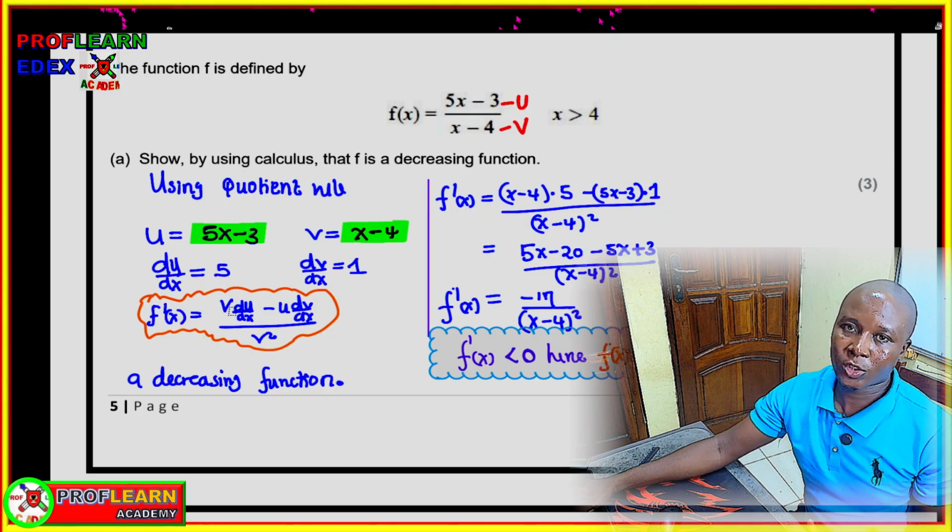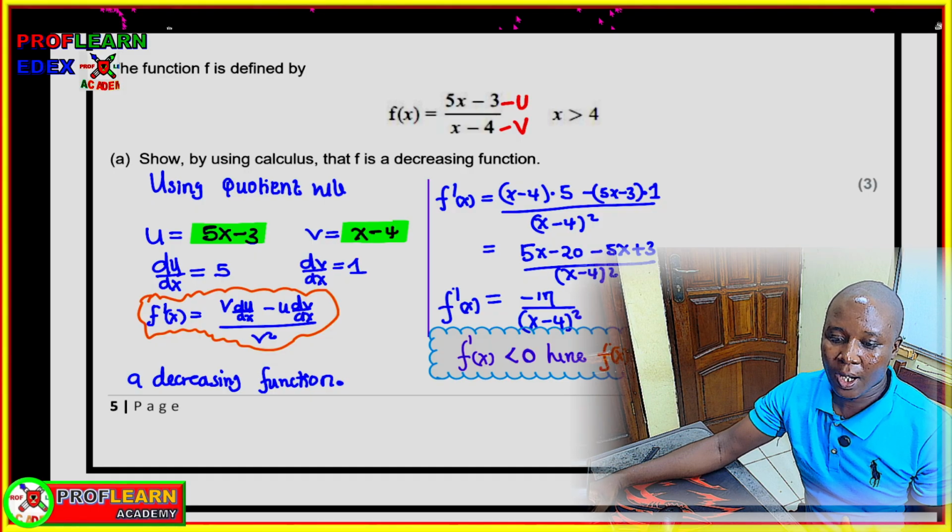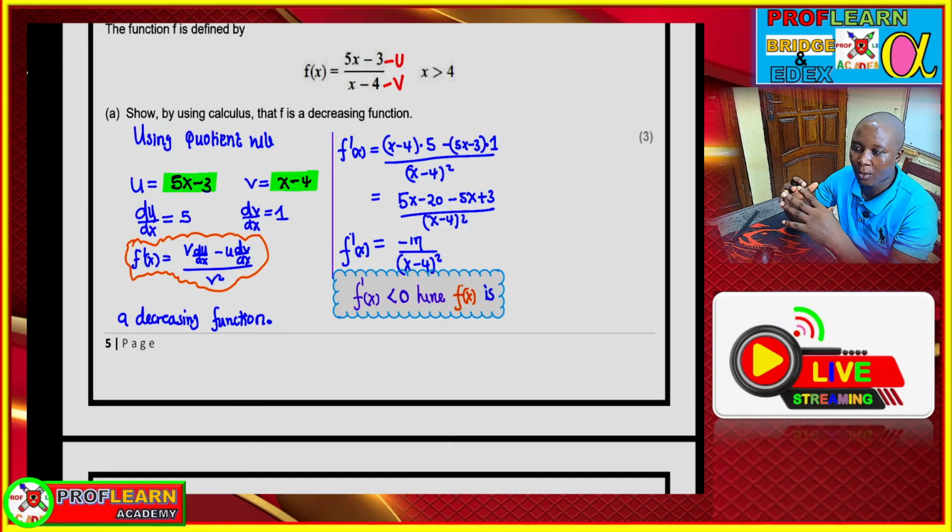Guys, make sure always when you are answering questions in exams, you are organized and your work is neat, so that the examiner can see all the steps that you are writing down. Then once you've done the substitution, you can see now our function becomes f prime x equals negative 17 over x minus 4 raised to power 2.